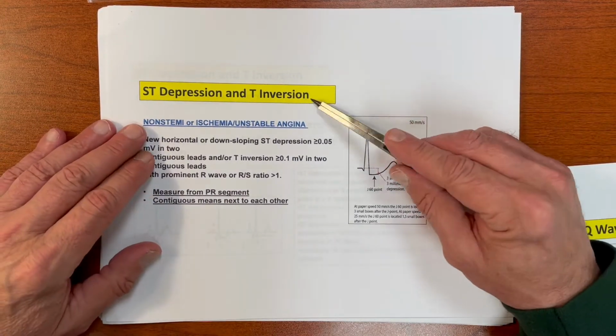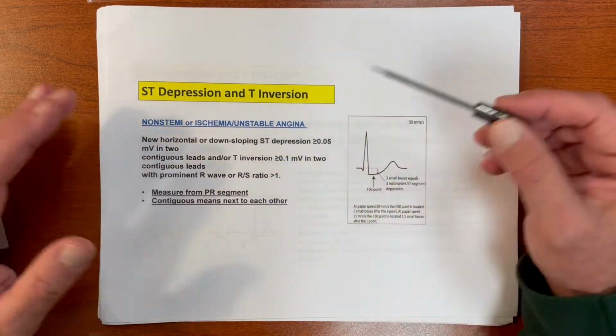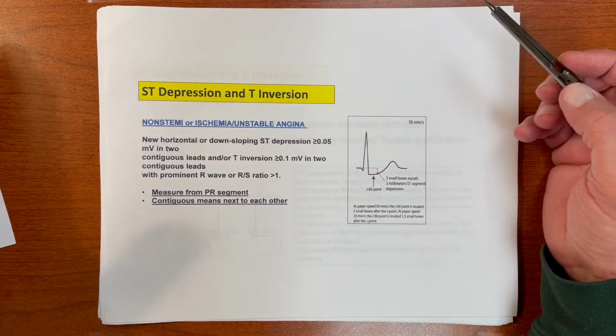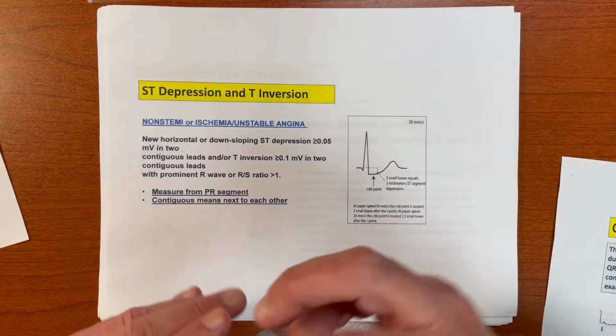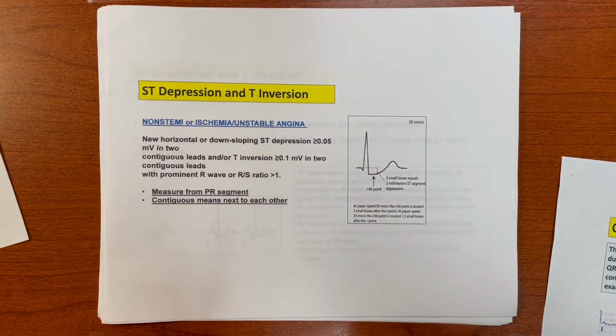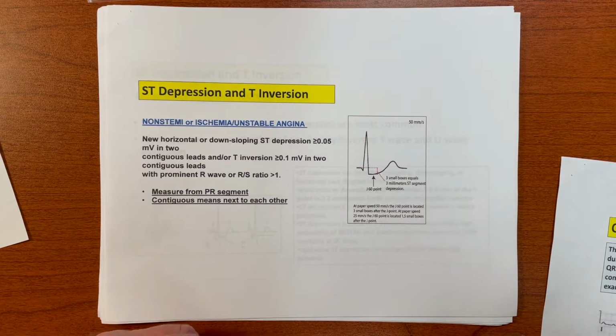And remember, it tells you ST segment depression or T wave inversion. It could be anything. If it's not due to a secondary change, if it's a primary change from an intracoronary event, it could be a non-STEMI, it could be a STEMI, okay, depending if it's up or down, or it could be angina.